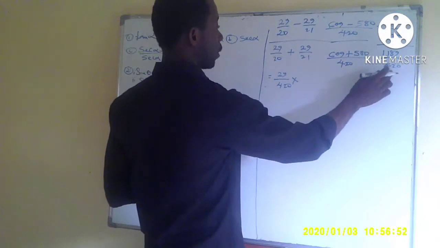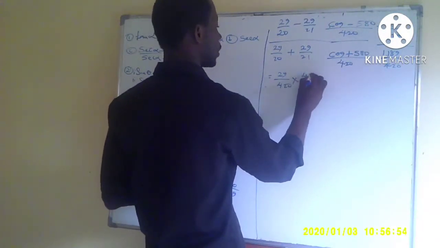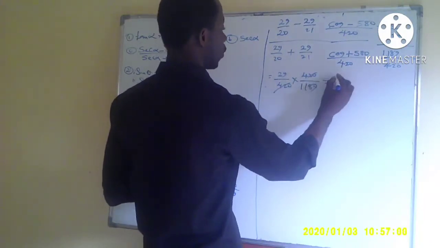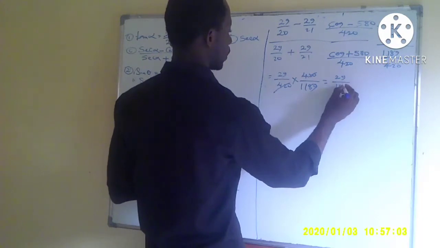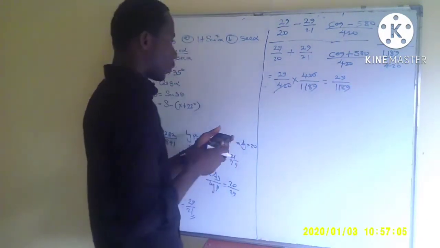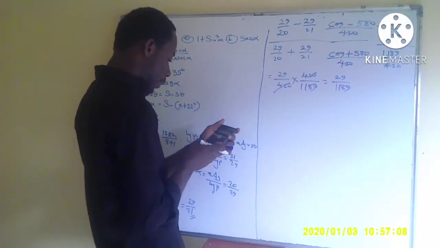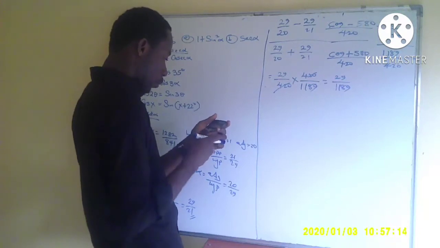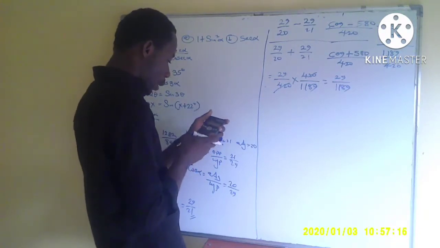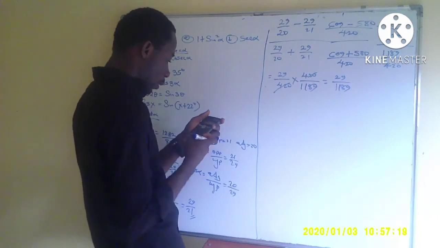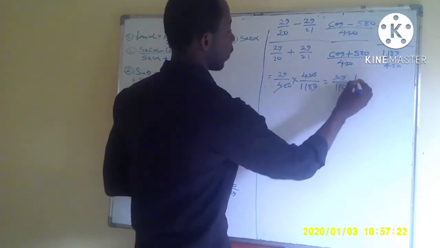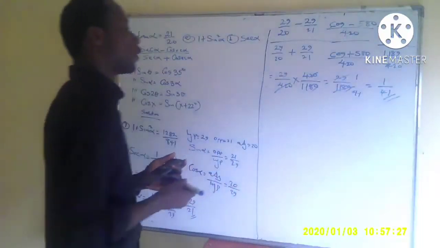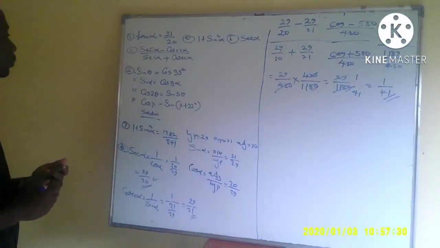Now times, remember, it's going to be inverse now. 420 over 1,189. This one we cancel this. We have 29 over 1,189. So now, can 29 go into 1,189? Let's check. 1,189 divided by 29. Yeah, it gives us 41. So 29 over 1,189 gives 1 over 41. That's the answer to question C.